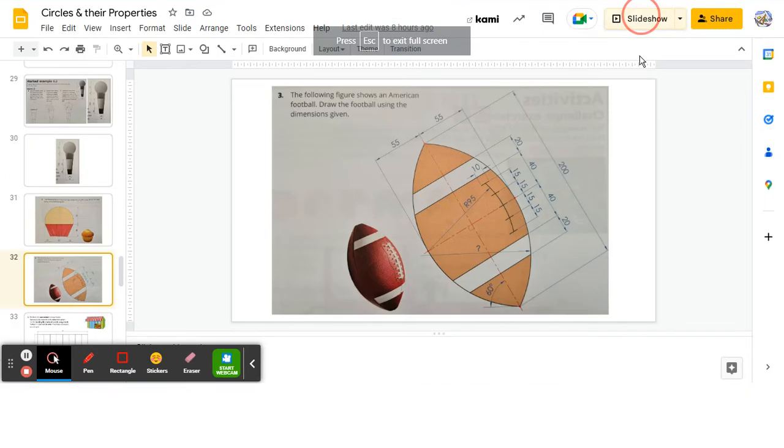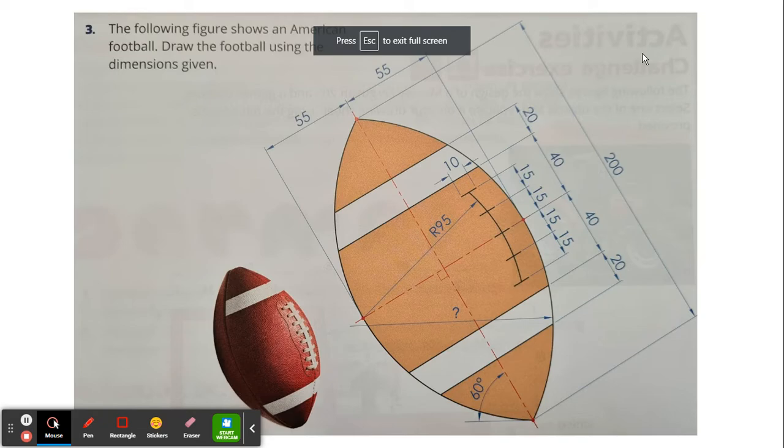Hi folks, so what we're going to do in today's question is this little problem based on an American football. It's based on the topic of circles. So it says here, question 3, the following figure shows an American football. Draw the football using the dimensions given.